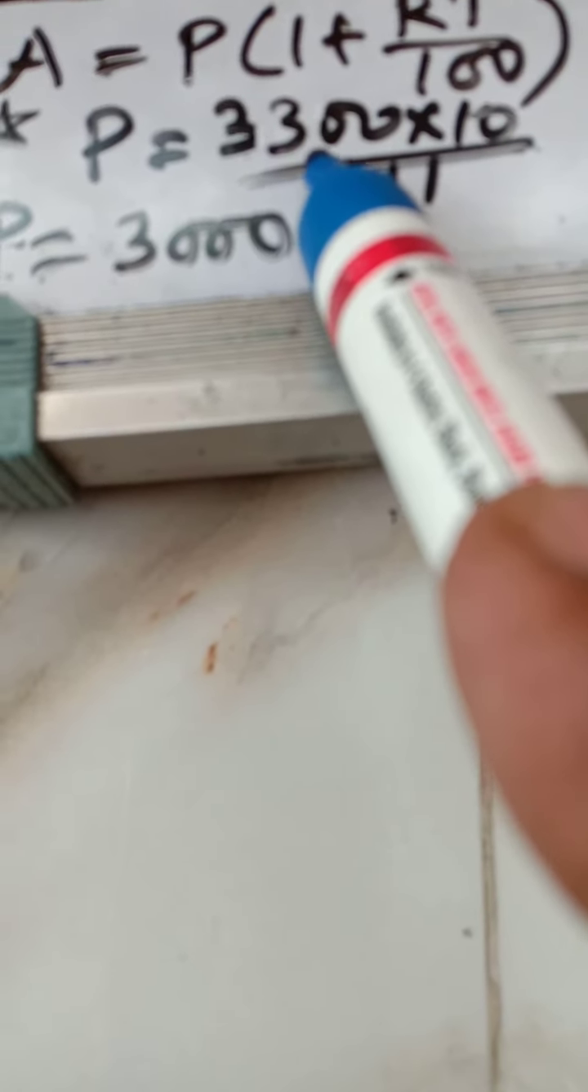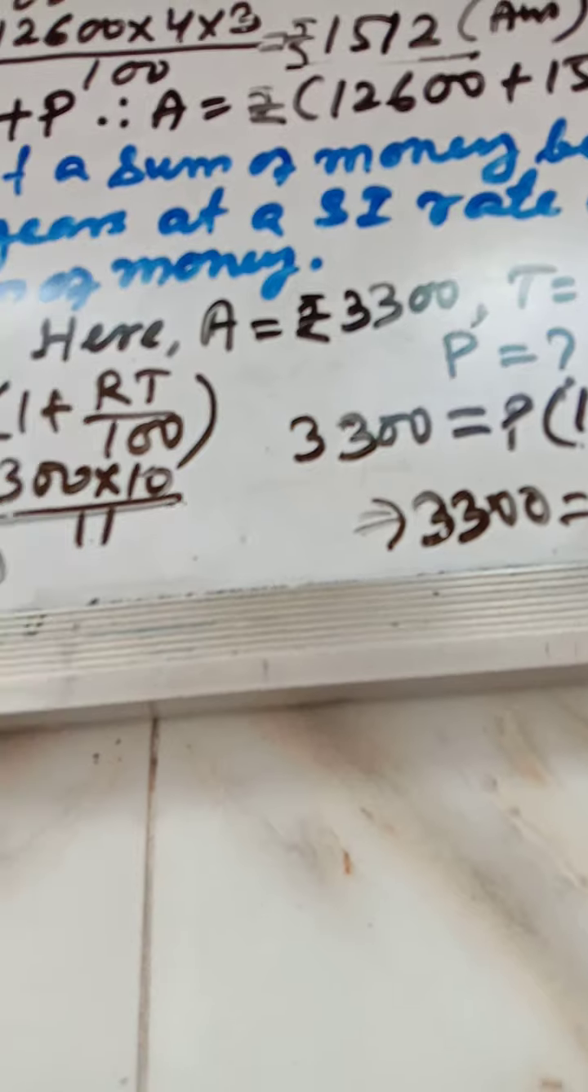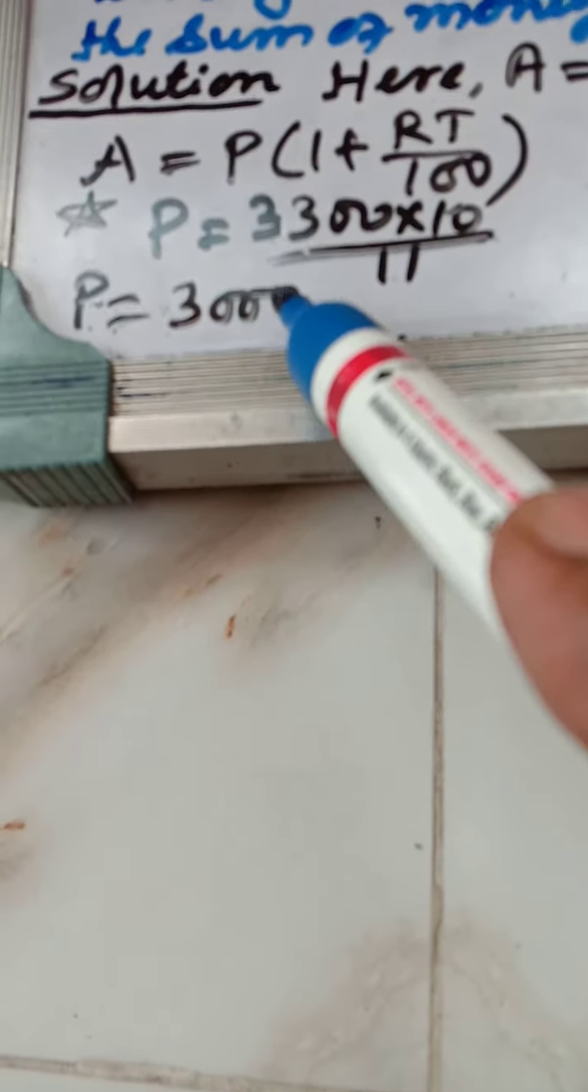So 3300 equals P into 11 by 10. If you calculate, 1 plus 1 by 10 is equal to 11 by 10. So 11 by 10 P was here. You have converted that one, it has gone to the reciprocal. This 10 has gone to this side and 11 has come to that side. So 3,300 into 10 divided by 11. P became 3,000. 3,000 was the principal amount. You needed to find the principal amount only. Therefore, the sum of money will be 3,000 only.